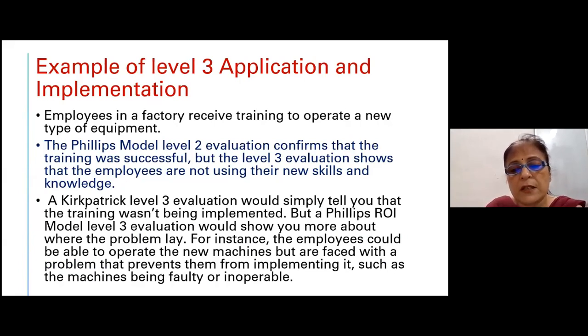For instance, the employee could be able to operate the new machines, but is faced with a problem that prevents them from implementing it, such as the machines being faulty or inoperable. They could not implement it because the machine itself was faulty. There was some fault in the machine. So that is a non-training intervention.